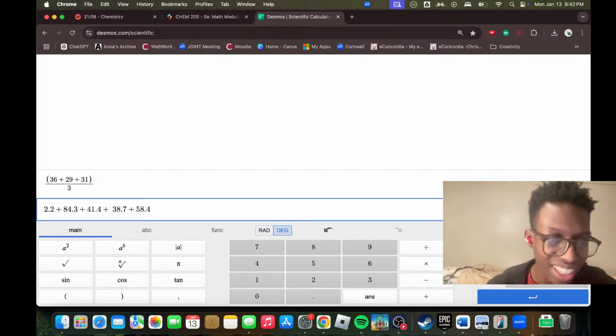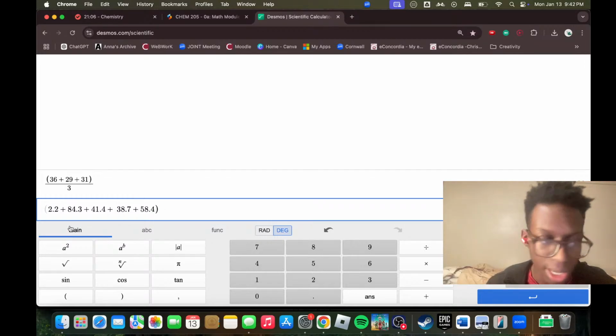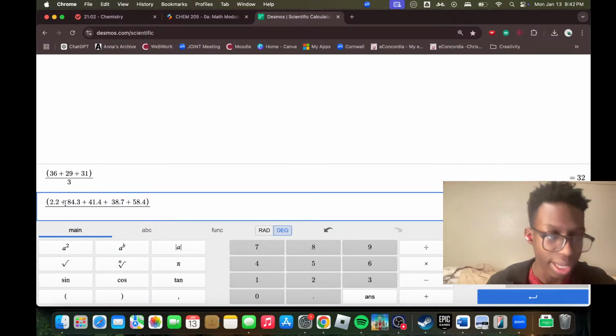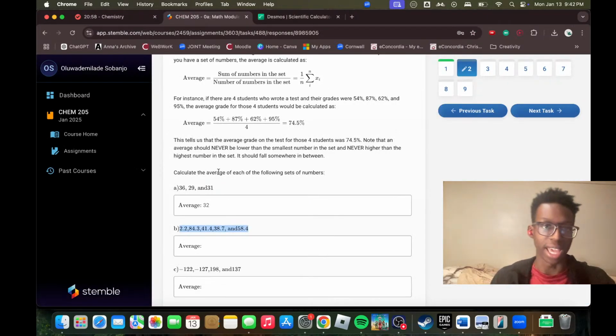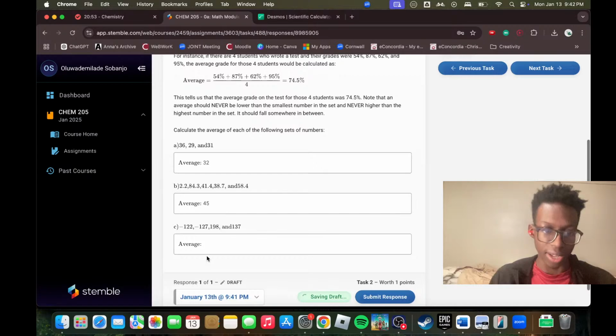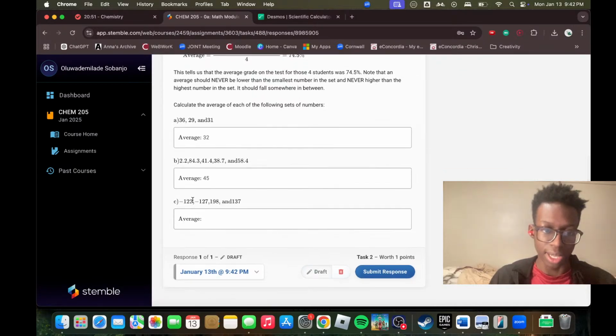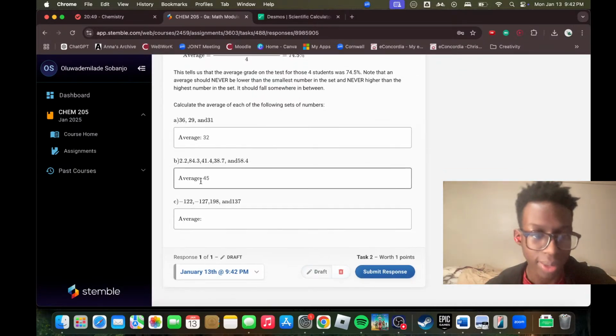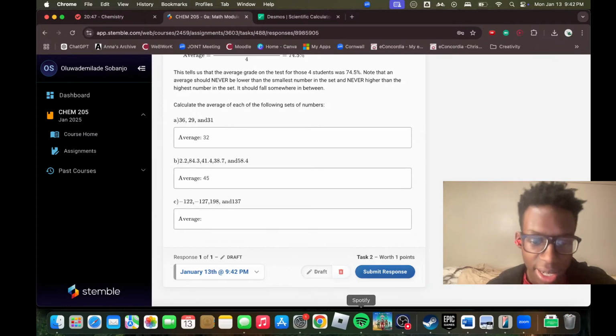And you just get rid of all of them, and then you just go wow, and wow, then divide it by 1, 2, 3, 4, 5. Then you get 45 as the answer. Let's go. So now we have that. Now the next one, we have 122, negative 122, 127, 198, and 37.